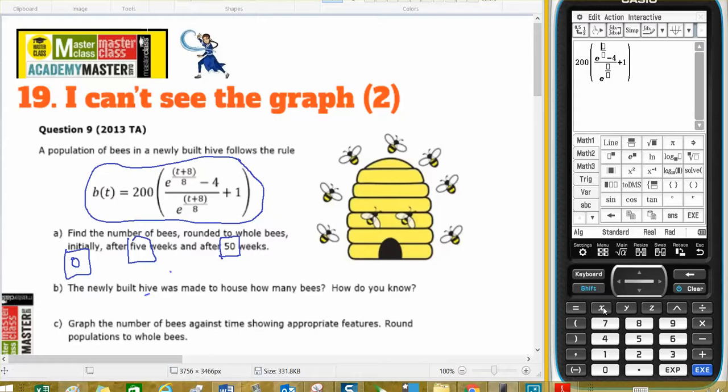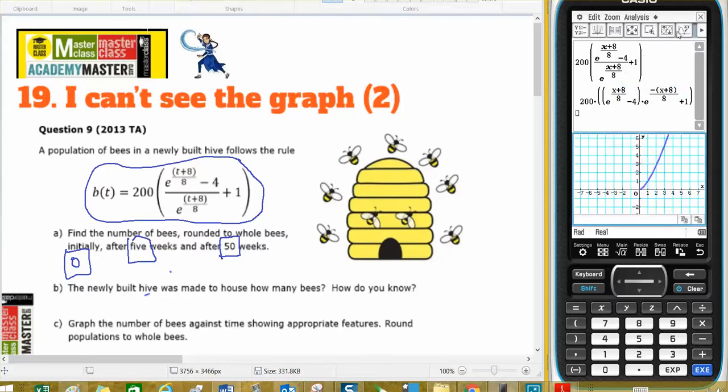Now in the top I've got x plus 8. Don't use t in this particular case because I want to graph this. I want to drag and drop it. x plus 8 over 8, and that's the same on the bottom, x plus 8 over 8. And that's done. So when I go EXE, it cleans it up for me.